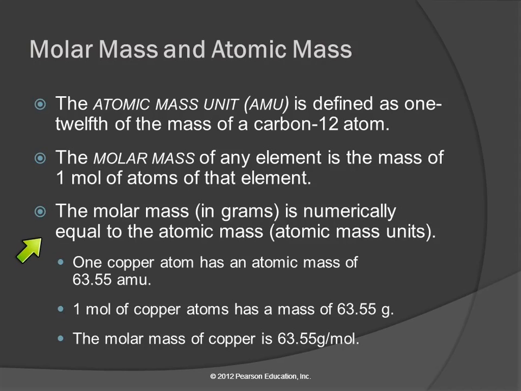Now that may have just sounded like a whole bunch of words. So one copper atom, just one atom, weighs 63.55 atomic mass units. And this name is pretty descriptive. Atomic mass unit. This is a unit for determining the mass of an atom. I mean, how much clearer can you get? So one atom weighs that many atomic mass units.